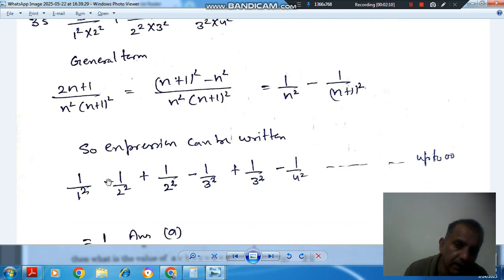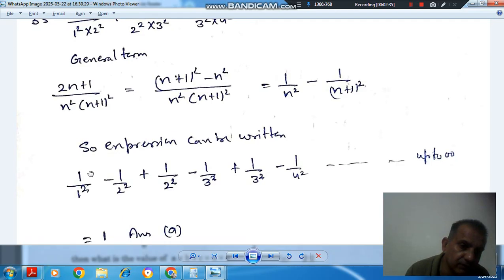If we put n is equal to 1 then this will be 1 by 1 square and this will be 1 by 2 square. If we put n is equal to 2 it will be 1 by 2 square and this will be 1 by 3 square. Similarly we will take it up to infinity. So now this 1 by 2 square and this 1 by 2 square will cancel out. Similarly 1 by 3 square and this 1 by 3 square will cancel out. Okay, so all other terms will cancel out except the first term.